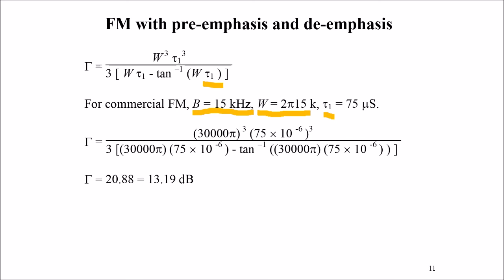And you put those numbers in, and it turns out that the improvement in the noise power is a ratio of 20.88, which turned into decibels is 13.19 decibels, which is a significant increase in the noise performance, so much so that this pre-emphasis and de-emphasis is built into all commercial FM broadcast and receiving equipment.